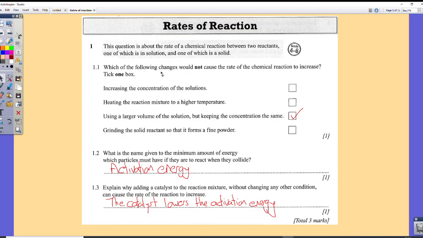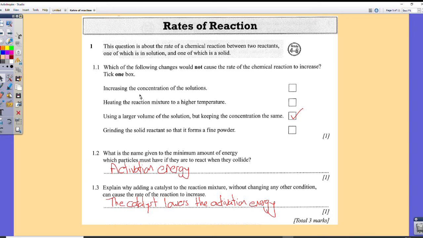Question 1. Which of the following changes would not cause the rate of a chemical reaction to increase? So if we increase the concentration it will, if we heat it it will, if we grind it to increase the surface area it will, but using a larger volume of solution but keeping the concentration the same is the same as diluting it, so that's not going to increase the rate.